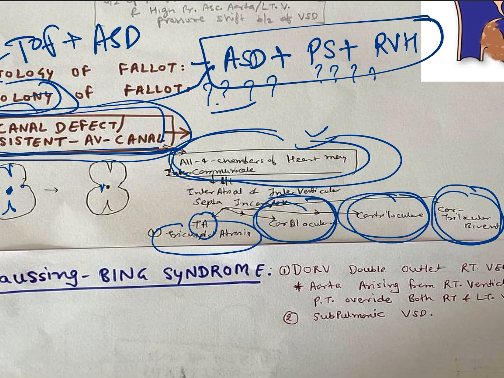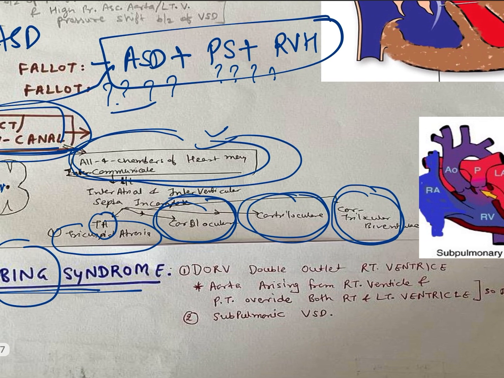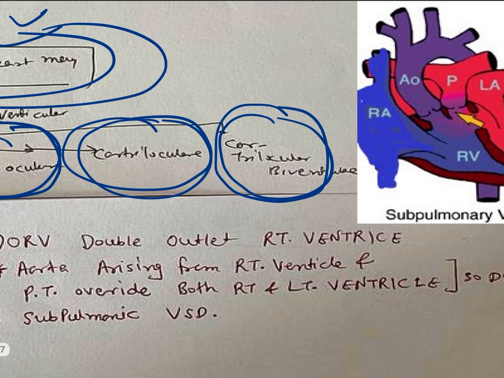One last syndrome, which is known as Taussig-Bing syndrome. This is named after two scientists, Taussig and Bing. Hence it is named Taussig-Bing syndrome. What is this Taussig-Bing? This Taussig-Bing is actually double outlet right ventricle.